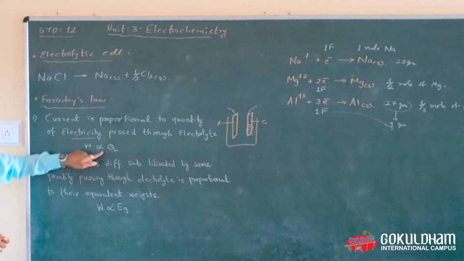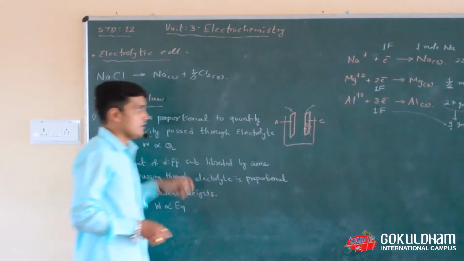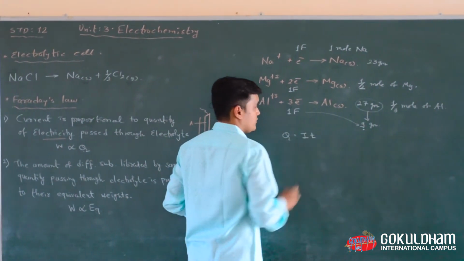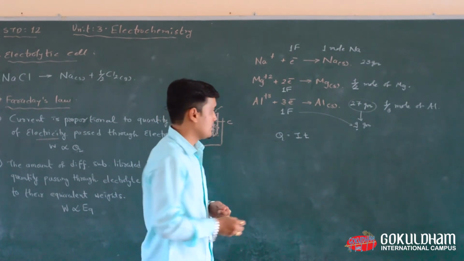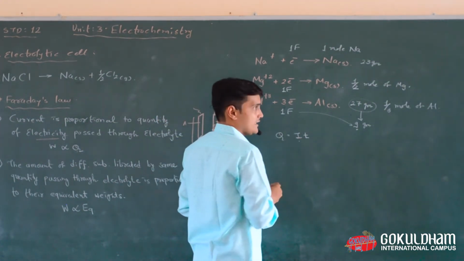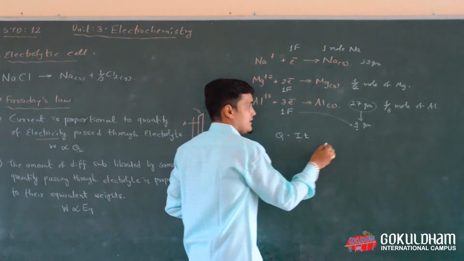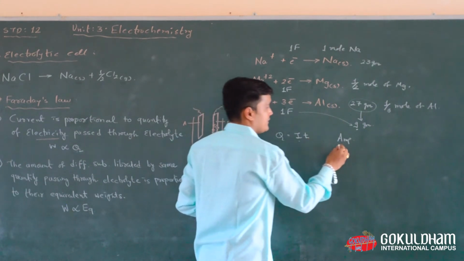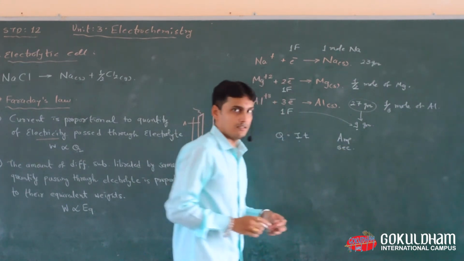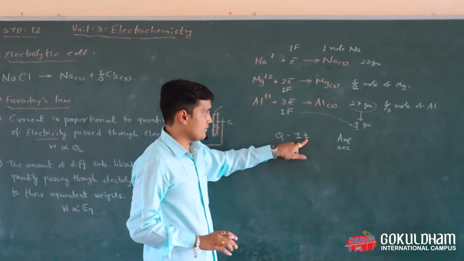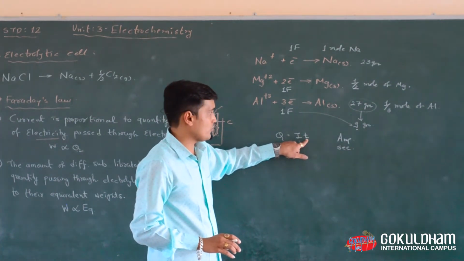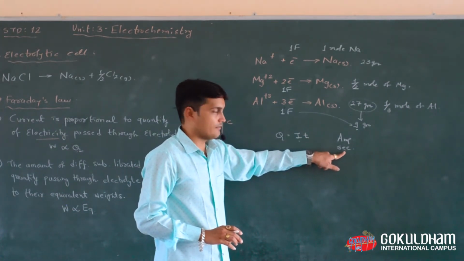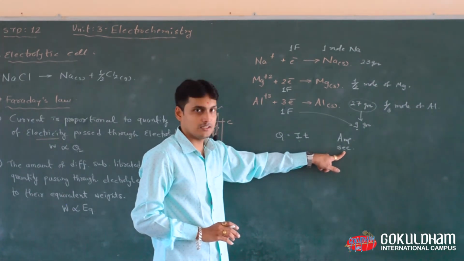Further, this quantity of current Q is calculated by the equation Q equals I times T. Here I is the current, taken in ampere, and T is taken in seconds. Whatever the time is in the format of hours, you have to convert it into seconds. 1 hour is equal to 3600 seconds.